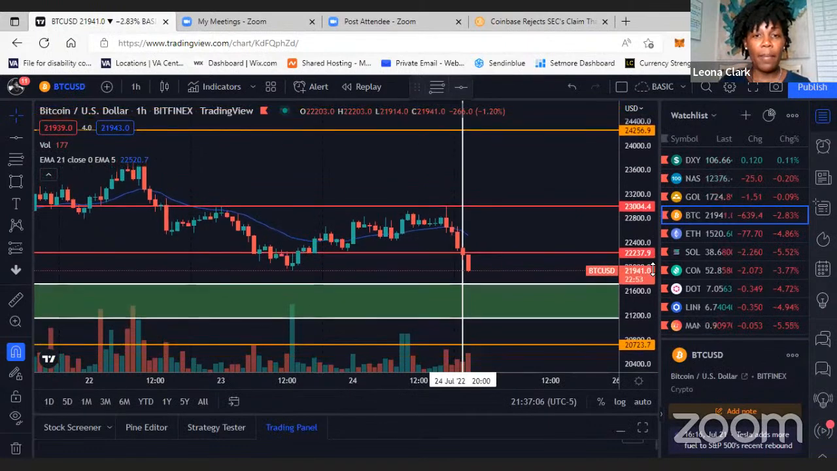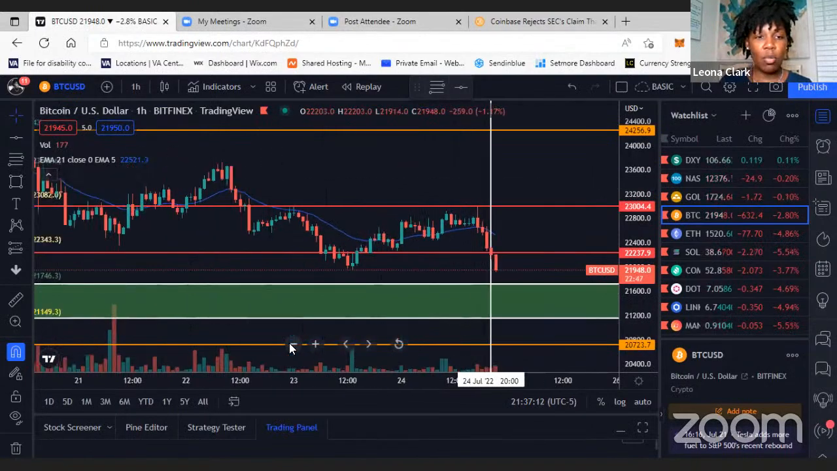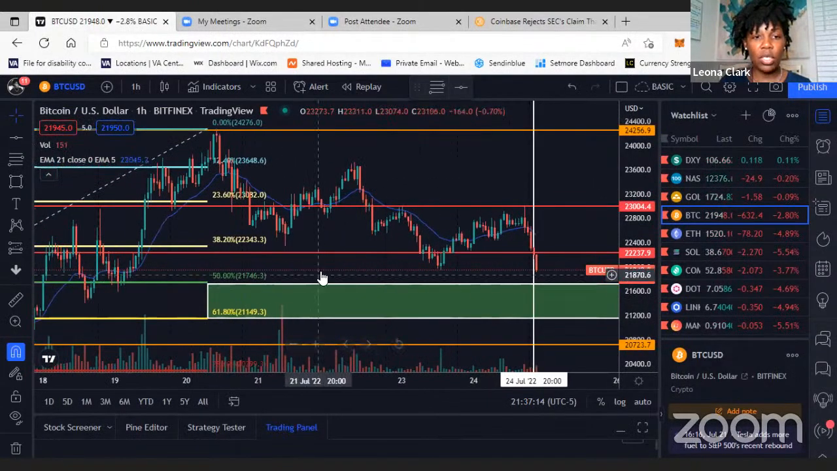That we were talking about Bitcoin going to this 5618 zone, which is a green box. So I'm going to do this for y'all. So you see, this is the zone, and it's nearing the top of the 50, or top of this box, this zone.